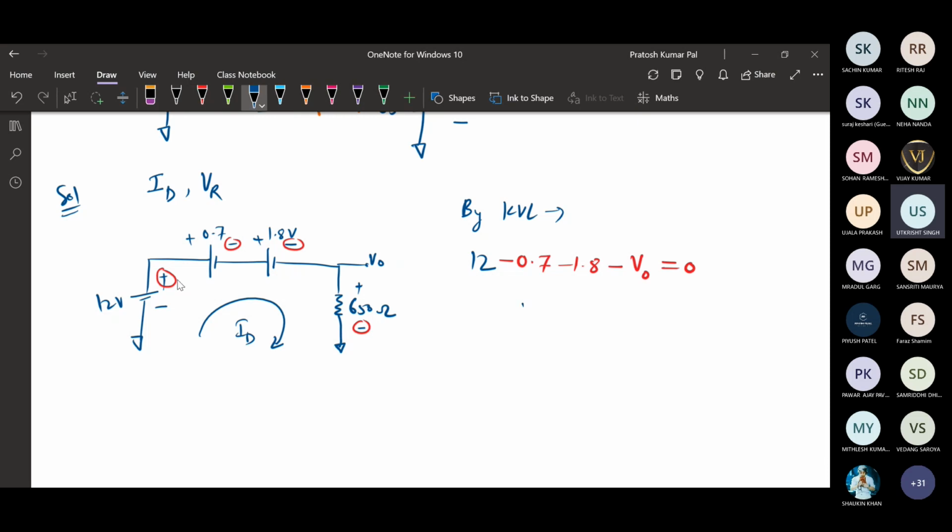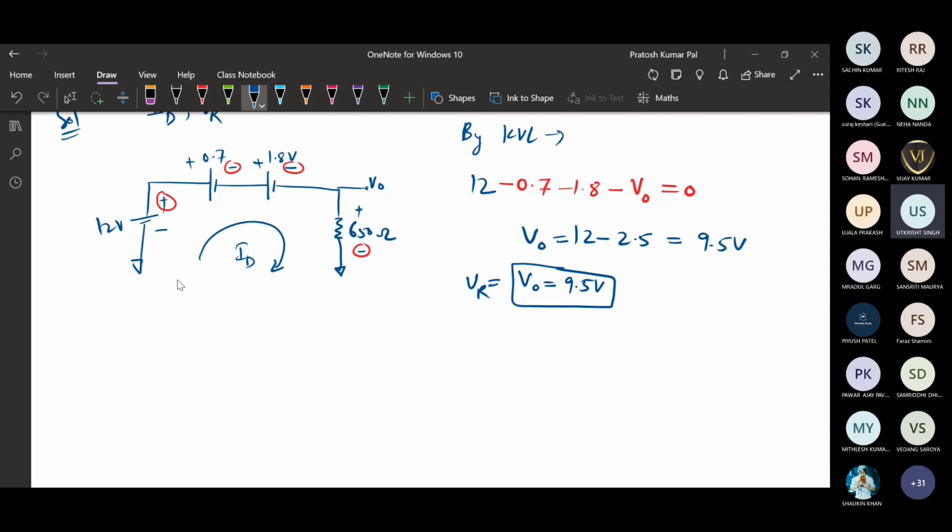Okay, so from there we can find out V naught. V naught is equal to 12 minus (0.7 plus 1.8), that is 2.5, which is equal to 9.5 volt. So V naught is equal to 9.5 volt. So V naught is equal to the voltage drop across the resistor.